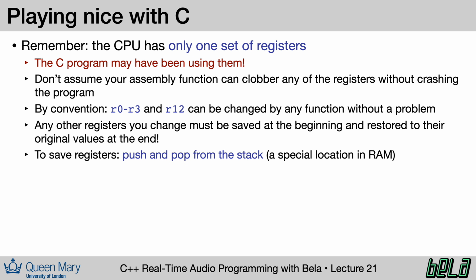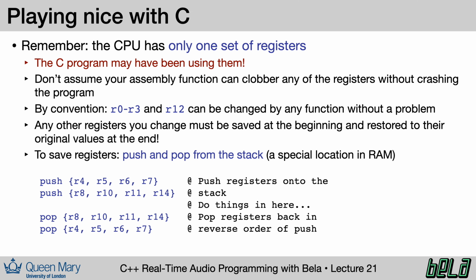The convention says that within a function, we can change the values of registers R0 through R3 and register R12, and that we do not have to restore their values by the end of the function. Any other registers that we want to change, we can use temporarily as long as we put them back the way we found them. The easiest way to save the value of registers is to push and pop them from the stack, being a special region in memory where we can temporarily store values. The way that looks is like this. The push instruction moves the value of the registers that we pass in into RAM, and then the pop instruction moves them back from RAM into the registers.